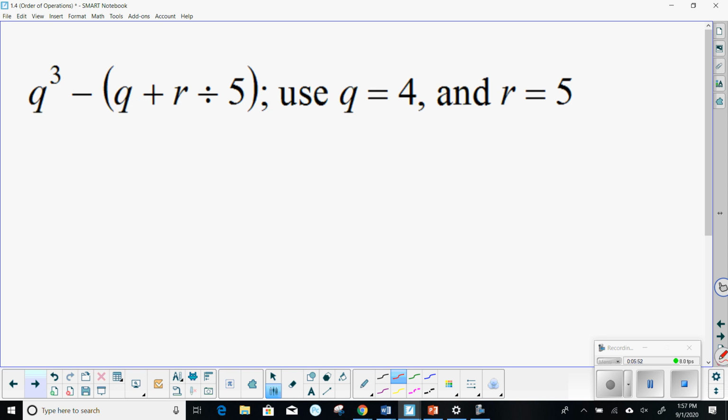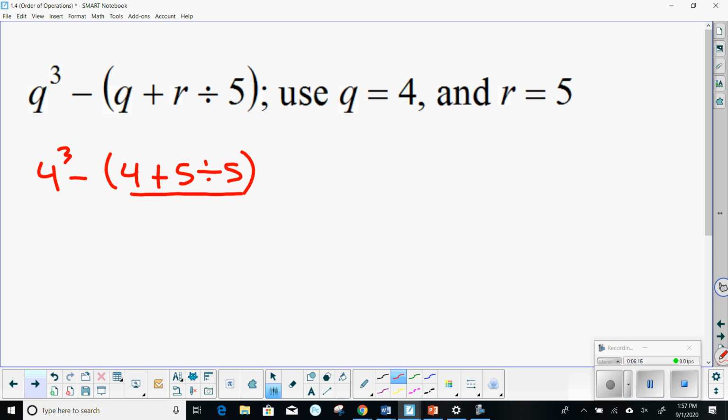Let's do this for our last one. Again, substitute in your values. I've got 4 cubed minus (4 plus 5 divided by r), and I put 5 in for r. Okay, there's a step in here that we make an error with a lot. That's why I wanted to do this one. So I'm going to start with my parentheses. I'm going to do this inside part.